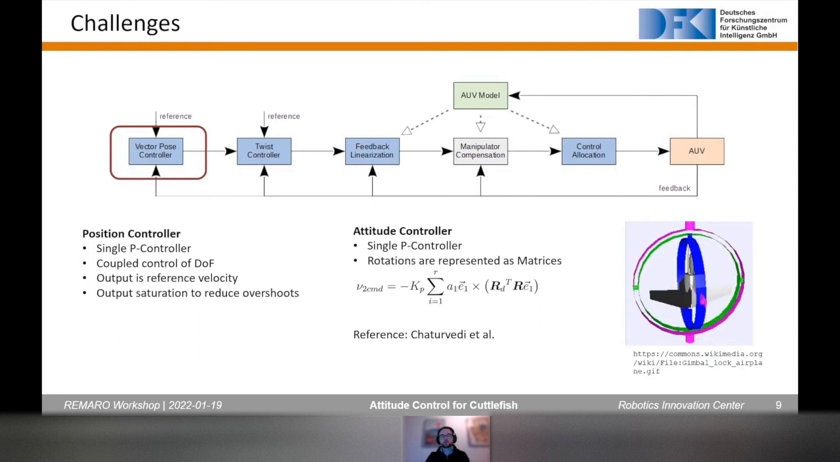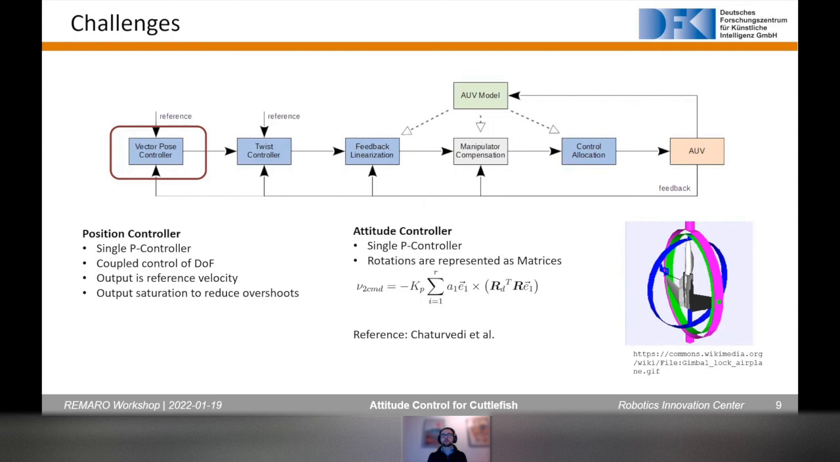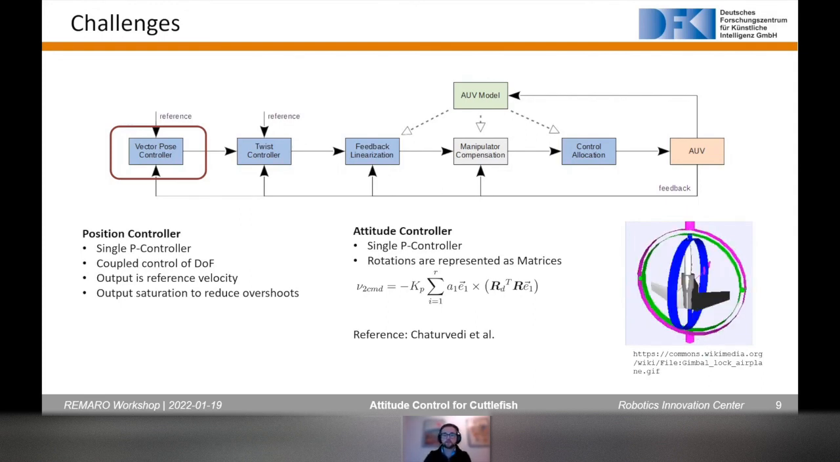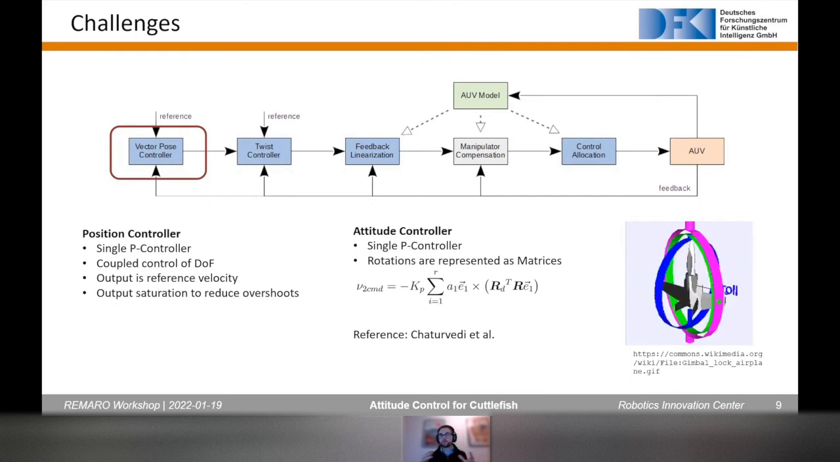The output of this pose controller is then a reference velocity. One thing that's also done here is that this reference velocity is subject to a saturation, which allows us to reduce overshoots. Essentially, if you just give a position reference to a P controller, a high speed is commanded when the error is large, and the closer you get, the smaller the speeds get. That means, if it's tuned correctly, you reach the position without overshoot.